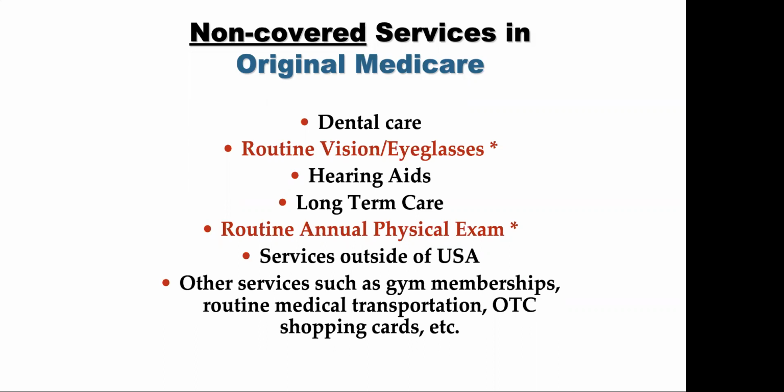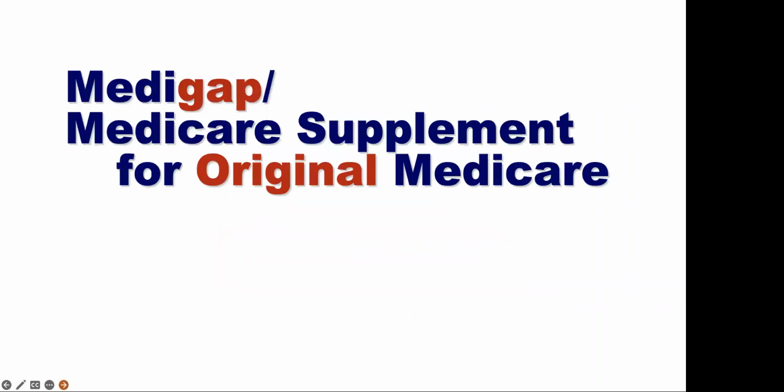Original Medicare does not cover services outside the United States. It doesn't cover long-term care. Some people confuse that with Medicaid. It doesn't cover hearing aids, dental care, or things like gym memberships or hot meals that may be provided by some Medicare Advantage plans after an inpatient hospitalization. It doesn't provide routine medical transportation to and from doctor visits. Some Medicare Advantage plans may provide that. Some may also give you debit cards to use in pharmacies or in grocery stores. Those are Medicare Advantage plans. We'll talk about them shortly. It's not original traditional Medicare.